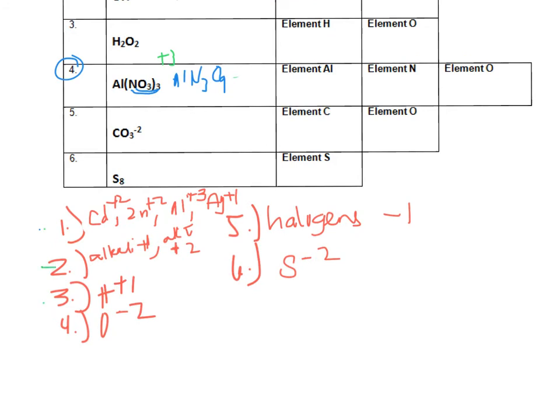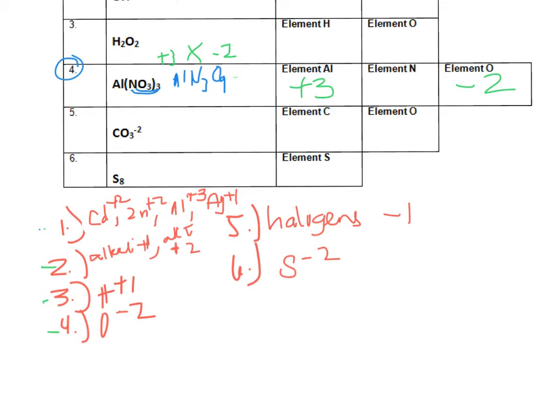Okay, we have rule number 2, there's no alkali metals. Rule number 3, no hydrogens. Okay, we have an oxygen, so that's going to carry a -2. That means nitrogen is our unknown. And so remember, oxidation numbers is for the individual charge, not total. So aluminum is going to be +3, oxygen is going to be -2, and we are solving for nitrogen.